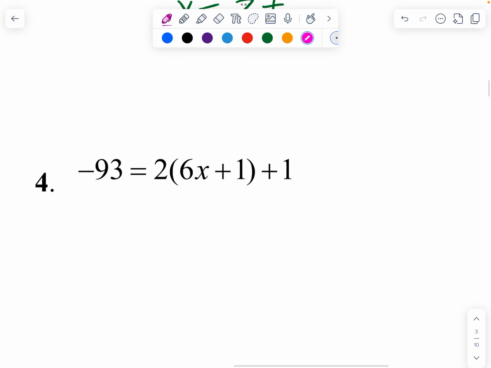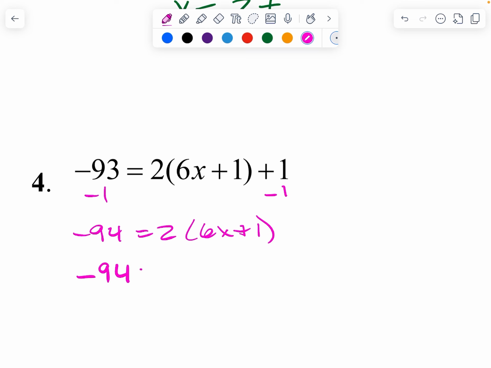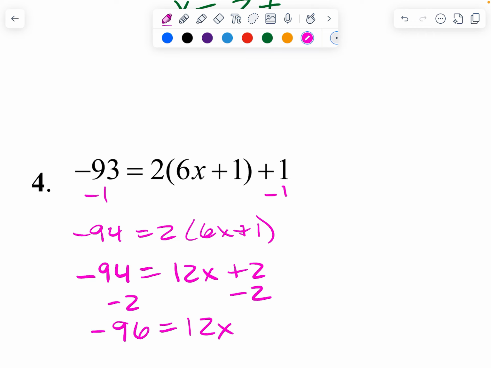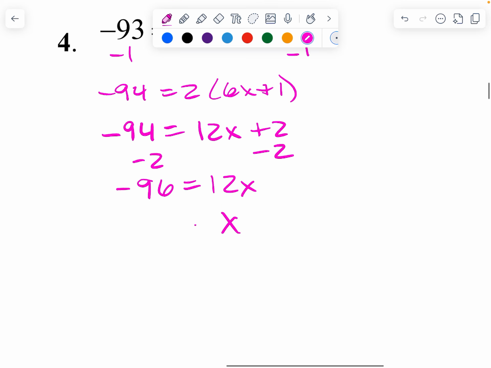This one, subtract 1 from both sides. Get negative 94 equals 2 times 6x plus 1. Now, I personally would divide both sides by 2 right now, but if that doesn't make sense to you, just multiply it on through. Subtract 2 from both sides, get negative 96 equals 12x. So you will get x equals negative 8.